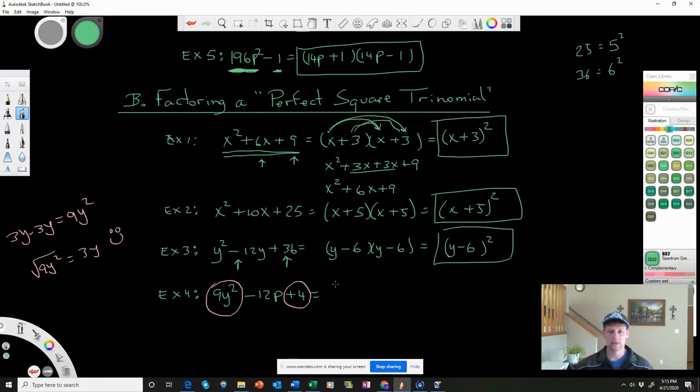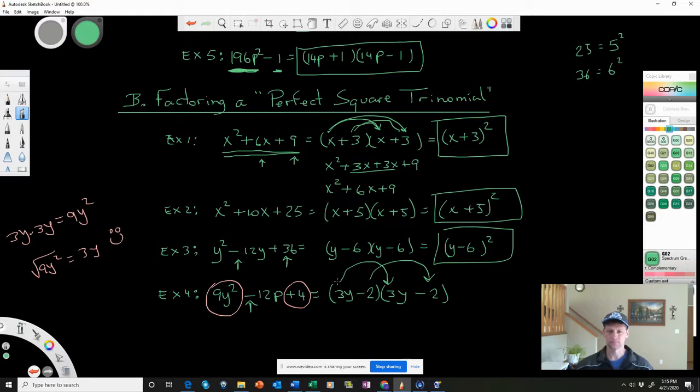So let's go ahead and do it this way. This times this needs to give me the 9y squared, but those two terms must be the same. So that's going to be 3y times 3y. This times this needs to give me 4. And the terms need to be the same. So it's going to be 2 and 2. However, there's a negative there. So I can't have plus and plus because I would never get a negative anywhere with that. So it must be that these are negative.